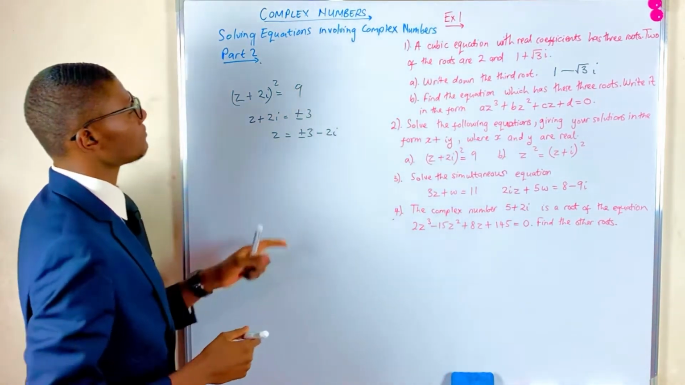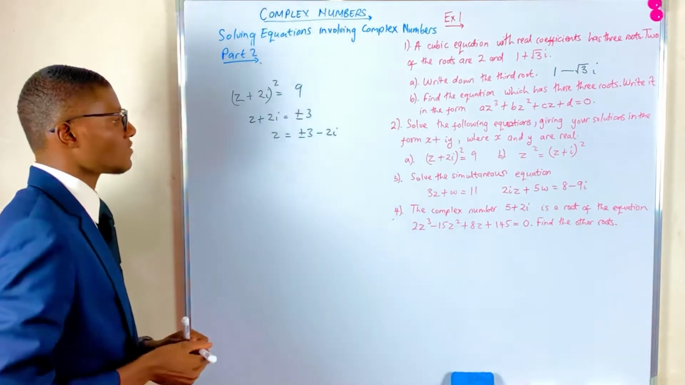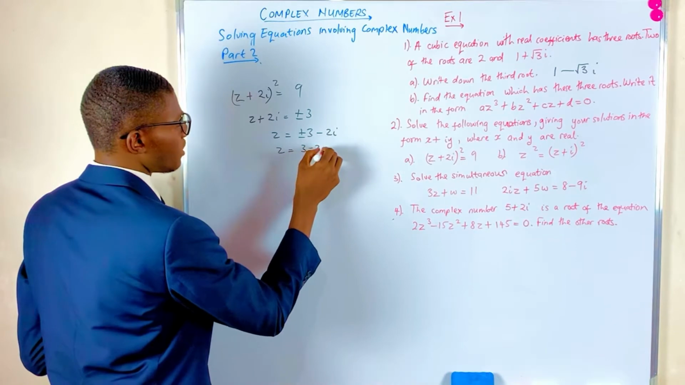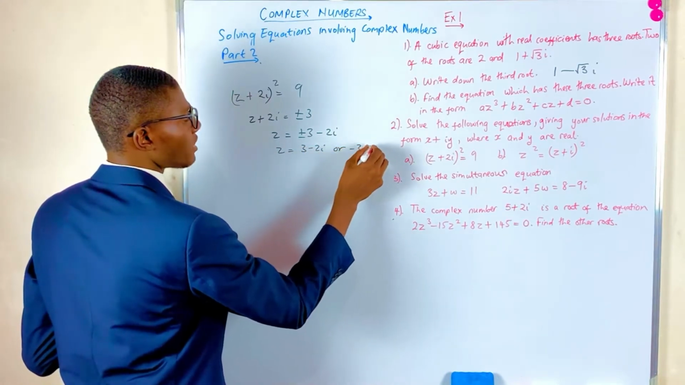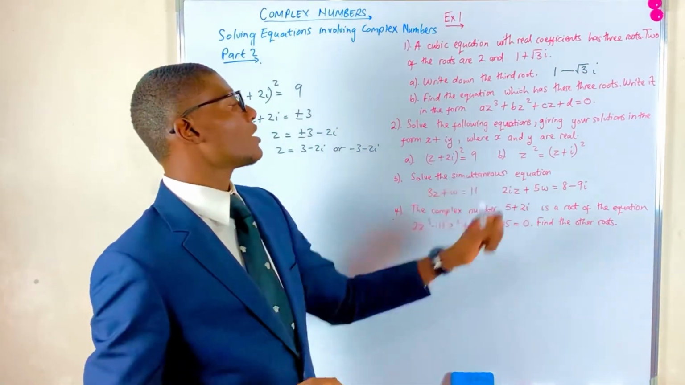Yep. This is what we get. So these are the solutions for z. So saying z is equal to 3 minus 2i or minus 3 minus 2i. Right? Simple as that. Then now looking at part B.